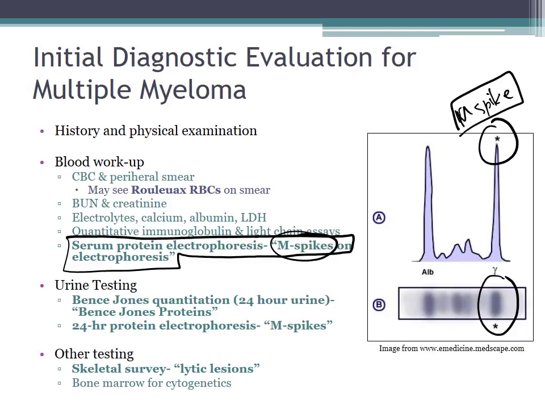And the other important test to get is a skeletal survey, and this is a series of radiographs or x-rays which will show the lytic lesions. It is also important to have a bone marrow biopsy so you can run testing for cytogenetics.